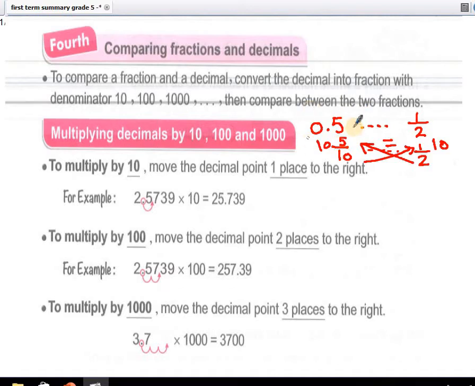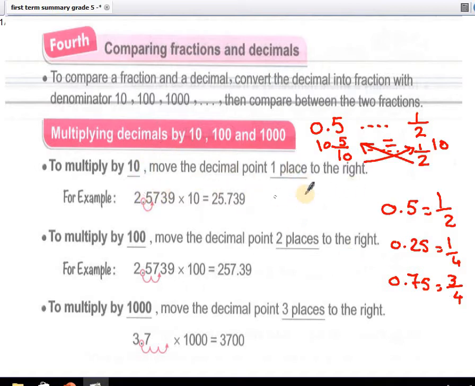And the other way, I know that 0.5 equals what? Half, and 0.25 equals quarter, and 0.75 equals 3/4. Okay, like, what should I do when I want to multiply by 10, by 100, by 1000?